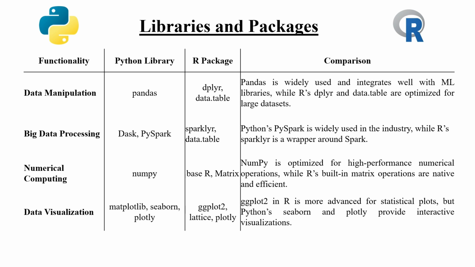So let's have a look at popular libraries and packages of both the languages. If we look at data manipulation, the Python library is pandas and the R packages are dplyr and data.table. Similarly, for big data processing, there are Dask and PySpark in Python, and SparkR and data.table for R. Similarly, for numerical computing, NumPy is more than enough, and in R, that is base R and Matrix.